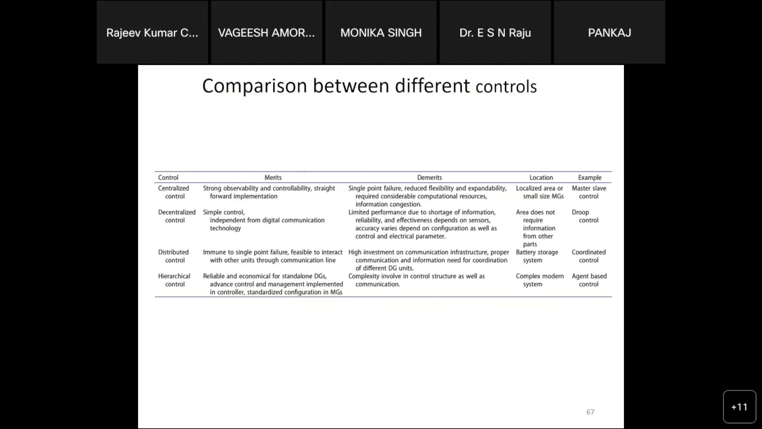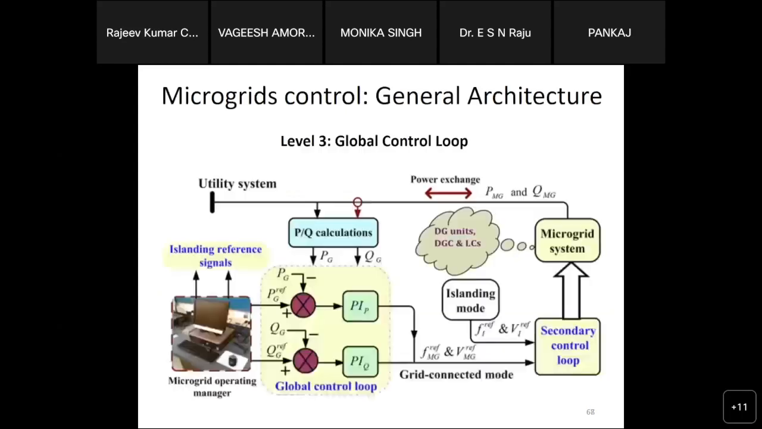You may have a communication requirement at the decentralized level, and you may have a communication requirement at the centralized level, so that you will have complex communication. When we are dealing with a complex modern system, we can prefer hierarchical control. The best example for hierarchical control is agent-based control.